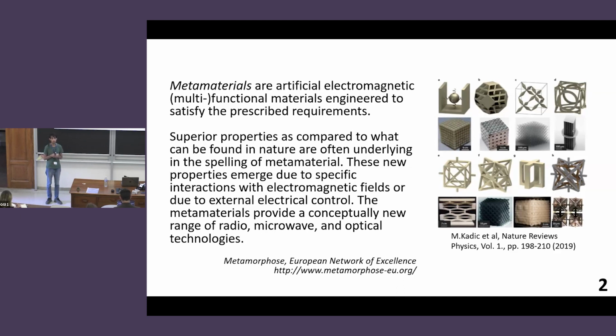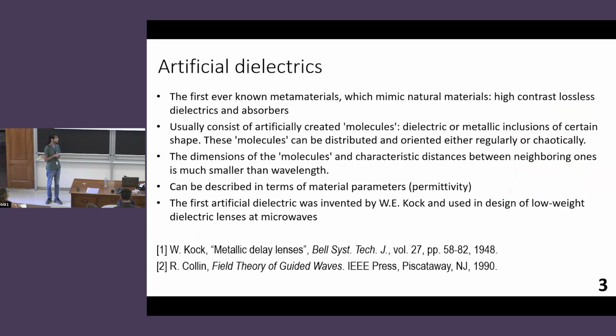Specifically today, I'll be talking about the class of metamaterials called artificial dielectrics, which can be characterized by the fact that the unit cell is much smaller than the wavelength, which allows us to treat the metamaterial as a homogenized medium and describe it in terms of material parameters, such as permittivity. These are actually the first class of metamaterials, which were studied by Kock as far back as the 1950s.